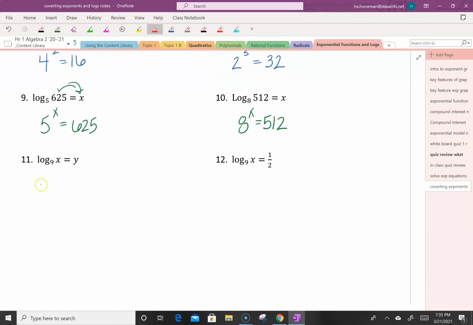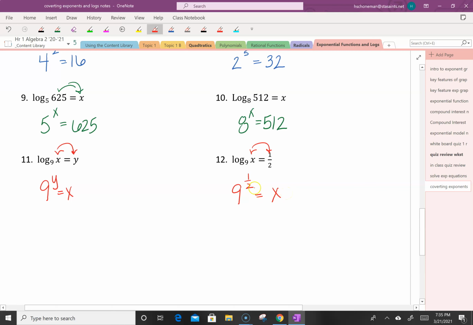All right, let's do 2 more. This has got 2 variables, but that's okay. We have 9 to the y equals x, because remember, these 2 flip. This one over here, we're going to take a step further so you can see where this is going to go later. So I have 9, remember these 2 switch, to the 1/2 equals x.